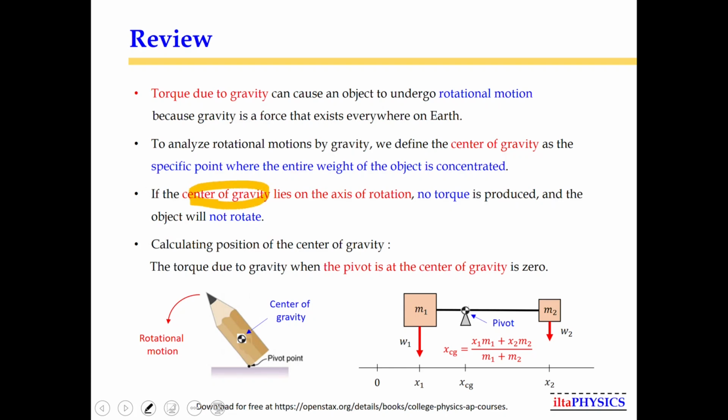In other words, if the center of mass and the axis of rotation are perfectly lined up vertically, no torque is generated. This means the object won't rotate, it won't fall over, and it stays balanced. We can derive the method for calculating the center of mass from the physical fact that the torque due to gravity is zero when the axis of rotation coincides with the center of mass.